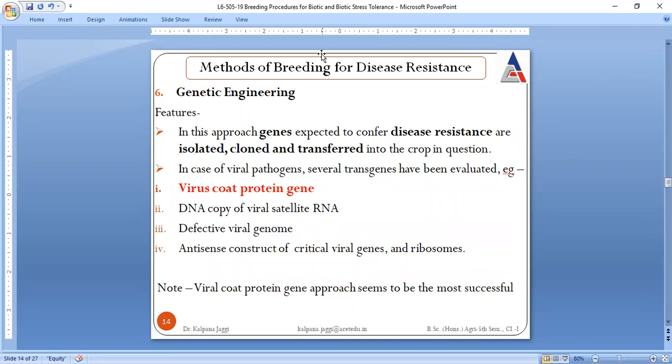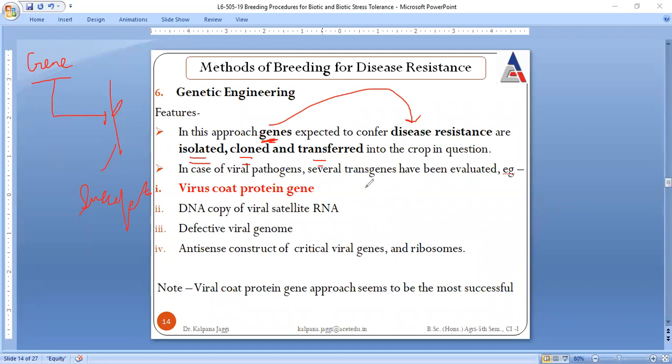In genetic engineering, what is to be done? Genetic engineering means the desired gene is to be isolated and transferred into your crop, into the variety that is susceptible. That means the desired gene that is giving the resistance character is to be selected, isolated, its multiple copies are to be prepared, and then it is to be transferred into the crops which are actually susceptible to this particular disease.